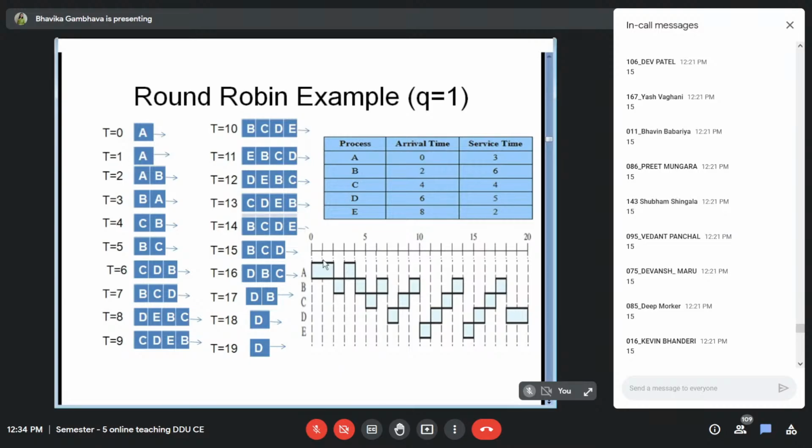Now, from 1 to 2, at 2, B arrives. So now B is in the queue first and then A, because A has already got its chance. We were executing A because there was no one available. But now B is available, so rightfully, we will give chance to B here. Do you agree with this? From 2 to 3, in the third time slot, B will be given the chance.